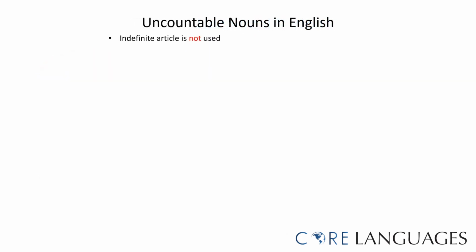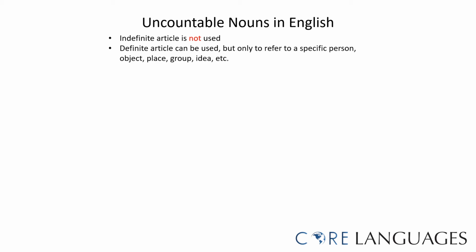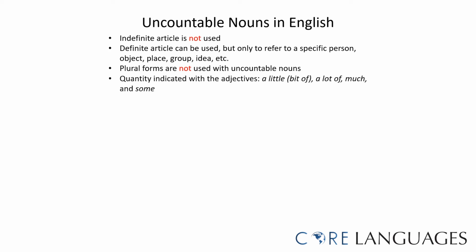Uncountable nouns can be a person, a place, a thing, or an object. But we do not use the indefinite article a or an for uncountable nouns, and there is no plural form with uncountable nouns. The quantity of an uncountable noun is indicated with a little or a little bit, a lot of, much, and some.